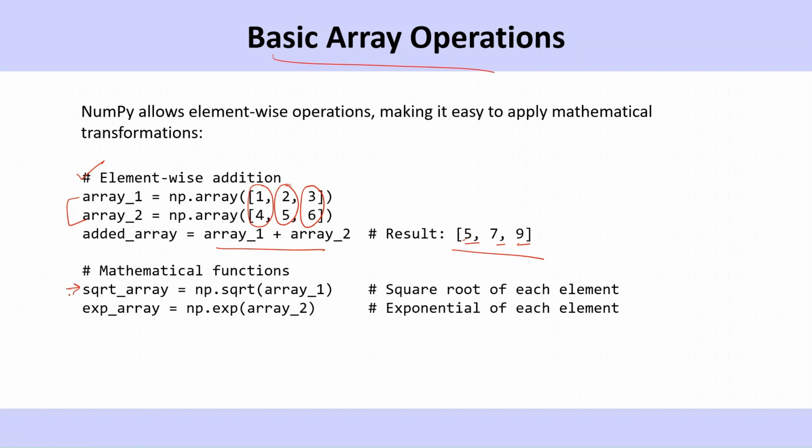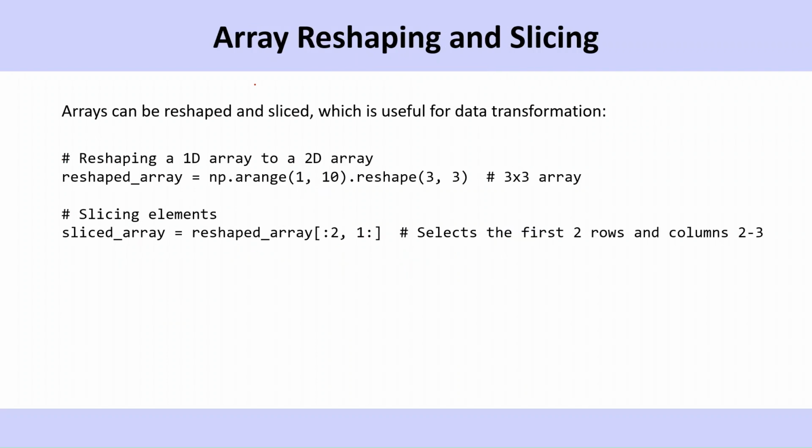Next, this statement calculates the square root of each of the elements in array 1. That is, it calculates the square root of 1, 2, and 3 as the output array. Next comes the statement that calculates the exponential value of the elements in array 2. Array reshaping and slicing is useful for data transformation.